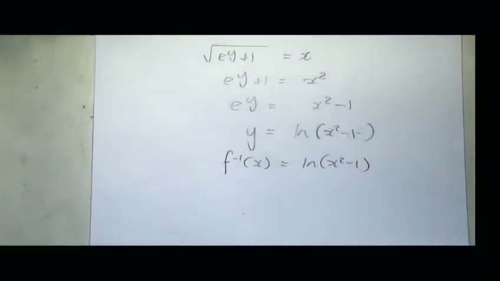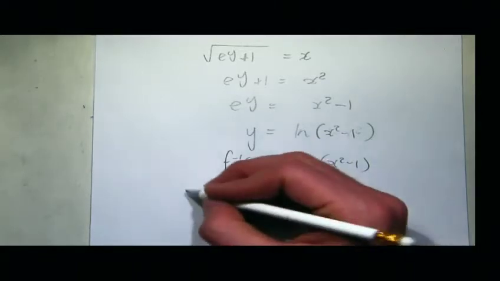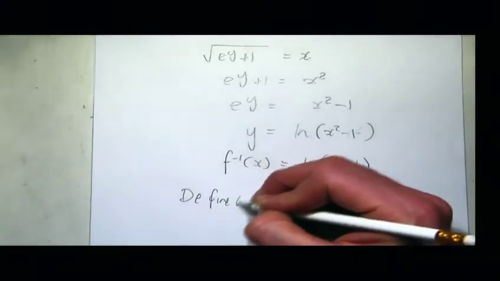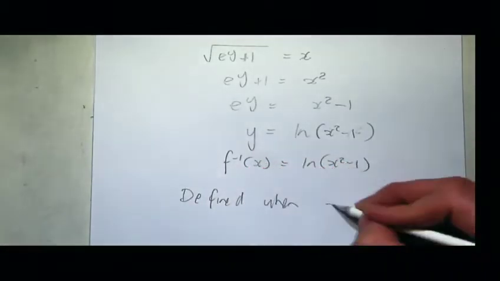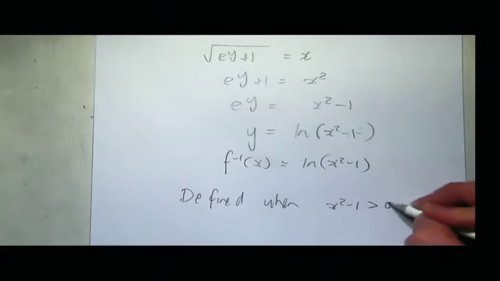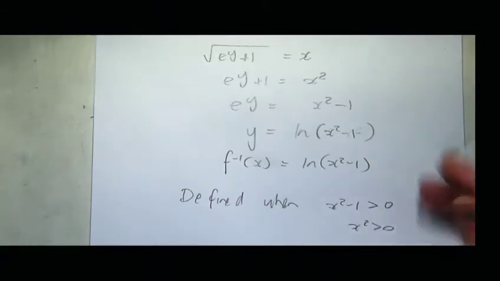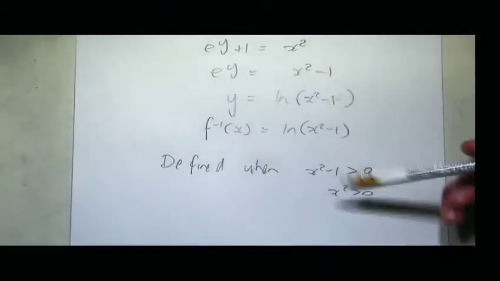So if I didn't want to find the range manually by just staring at it, especially if I was being asked to find the inverse in the first place, I could just find the domain of the inverse, right? So this is defined when x squared minus 1 is strictly positive, so x squared is strictly greater than 1.